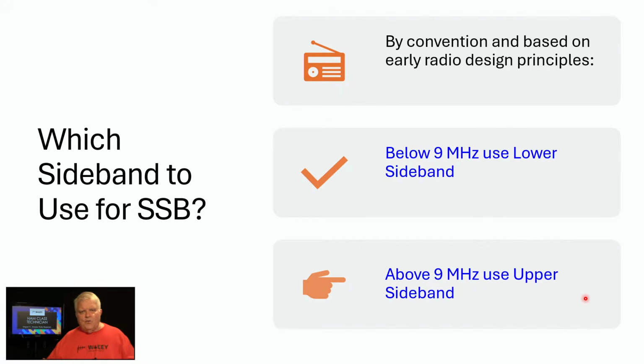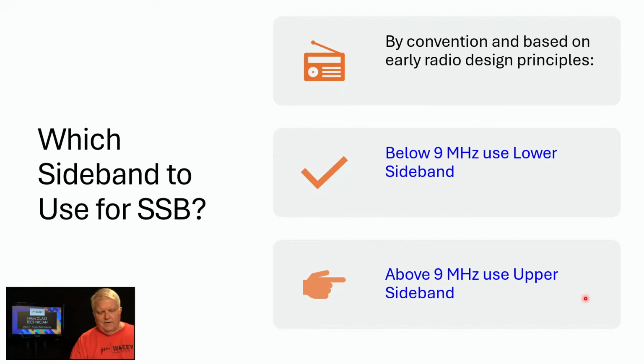There was a technical reason for this back in the day when people were building transmitters that could operate on 80 meters and 20 meters, and it allowed them to share some circuitry. But now it's just by tradition and by convention.